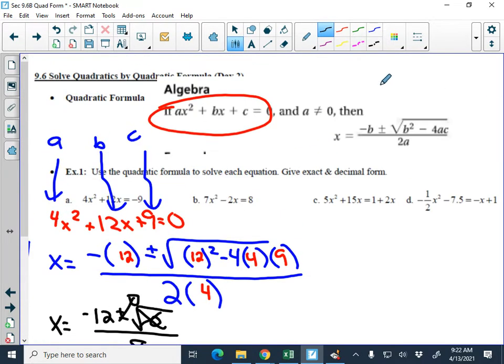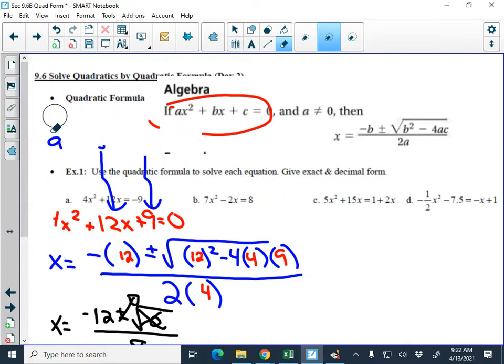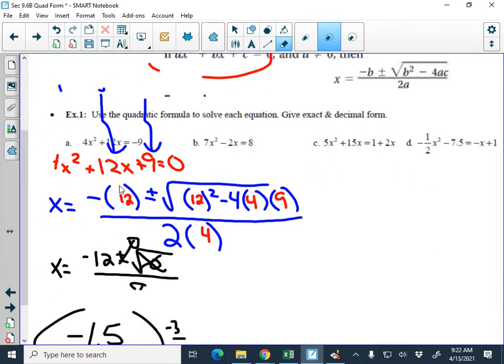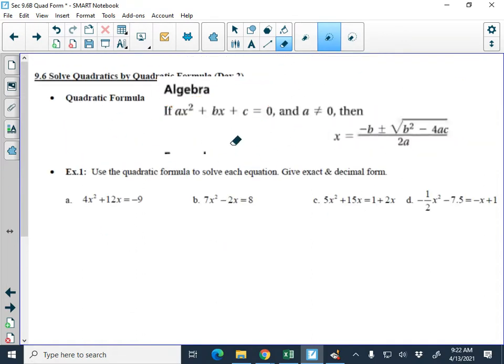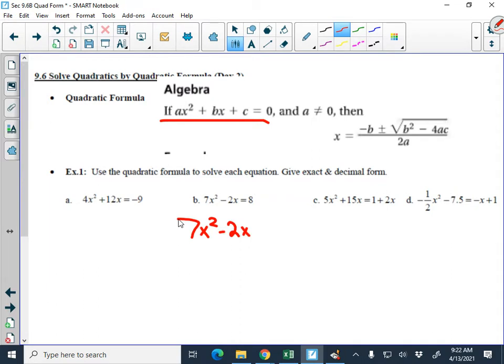Okay? So, next question. Everybody good with that? We always want to start out by making one side be 0. Subtracted the 8. Now I can identify a, b, and c.